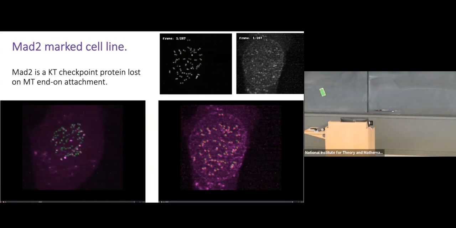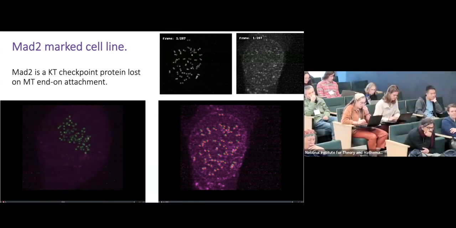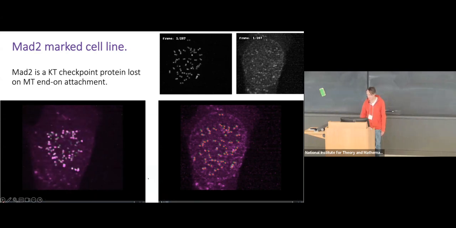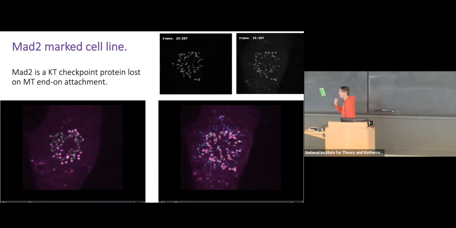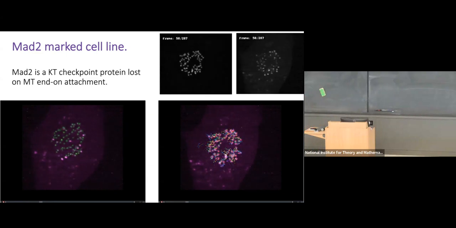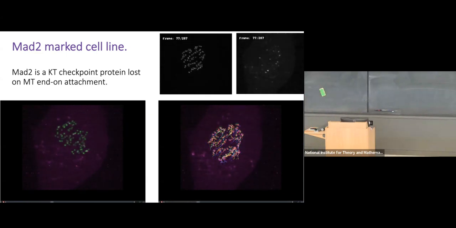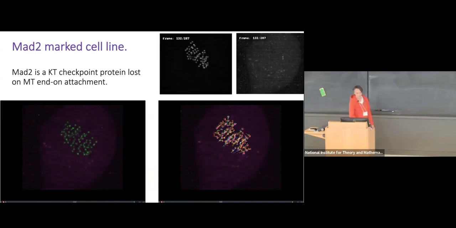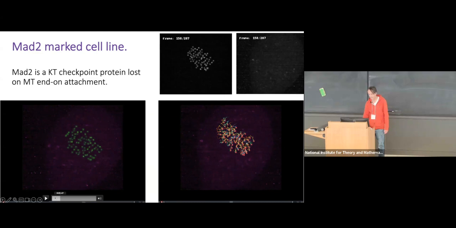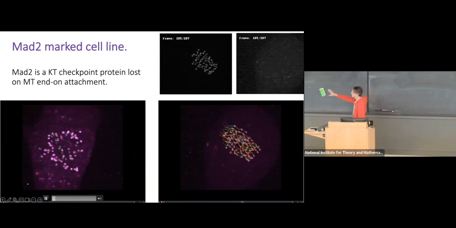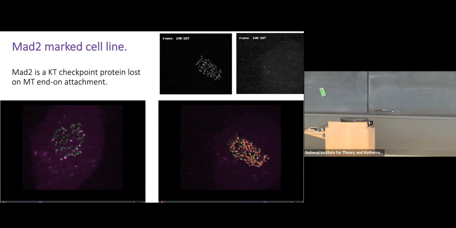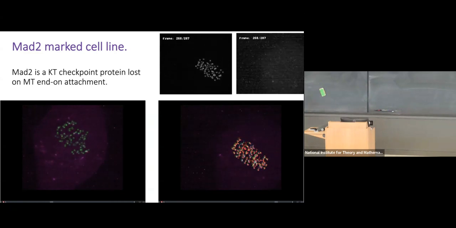That's because I've switched cell lines on you, and for a very good reason. We've developed these tools in this cell line, and we're looking at data in this cell line. So what is this cell line? Well, this cell line is MAD2 marked. This in purple is MAD2. So when this movie starts, you'll see MAD2 loading on the green kinetochores. Then as they become end-on attached, they start stripping off MAD2 and go green again.